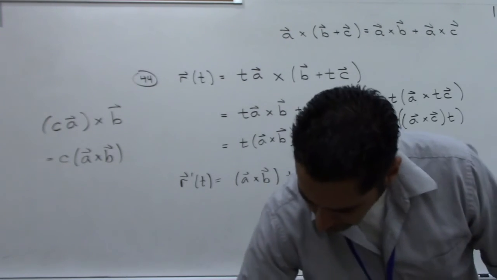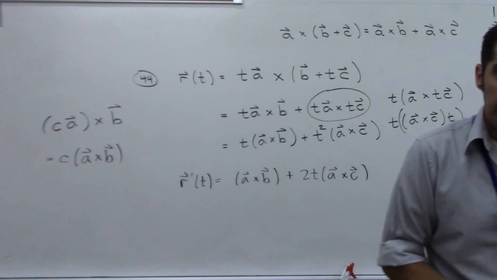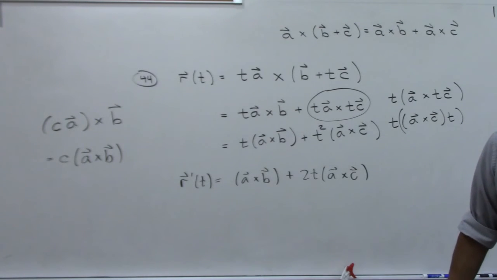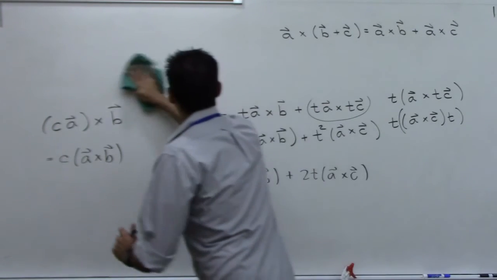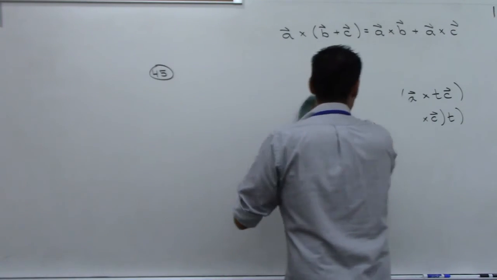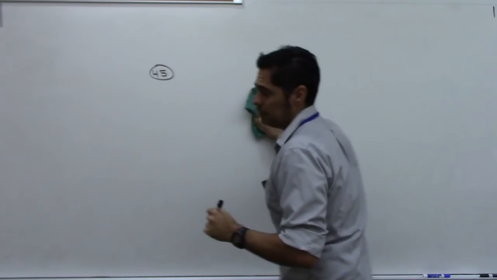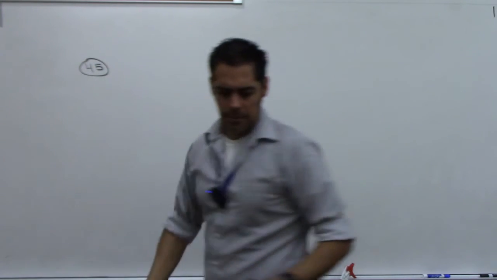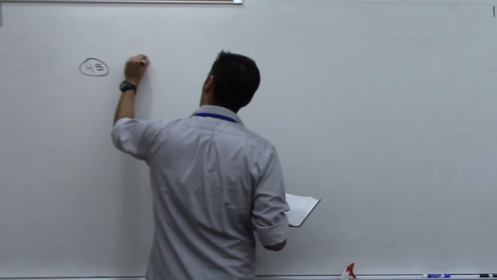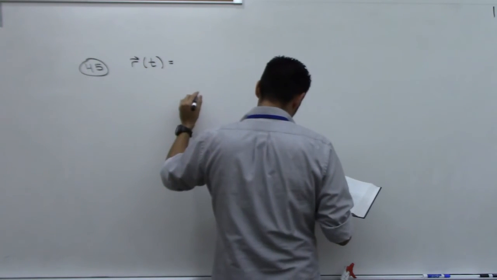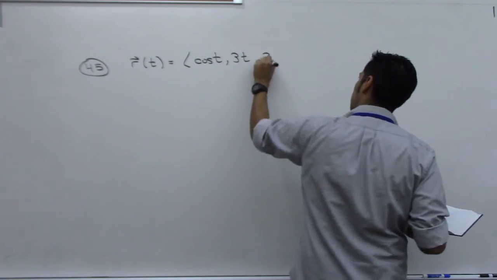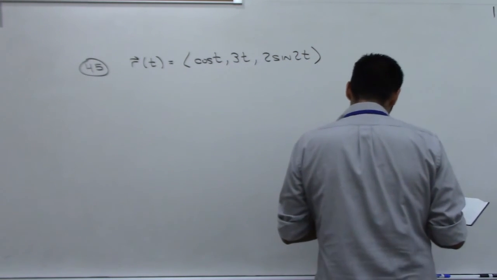So now we're working on 45. Find the unit tangent vector, capital T of T, at the point in the given value. So they give you r of t equals cosine t, 3t, 2 sine 2t, and at the value t equals 0.